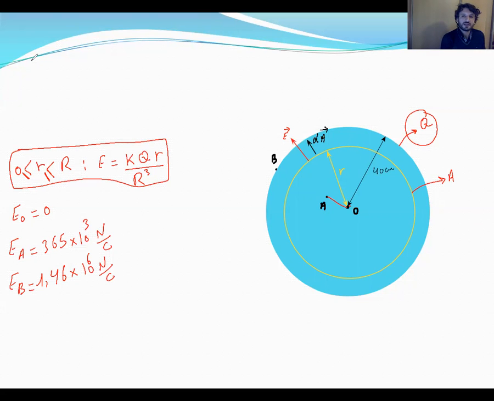Now I want to calculate E at the point C, in the case where small r is greater than the capital R. In this case, C is located at a distance equal 60 centimeter. Let's say we have C at this point, at 60 centimeter.